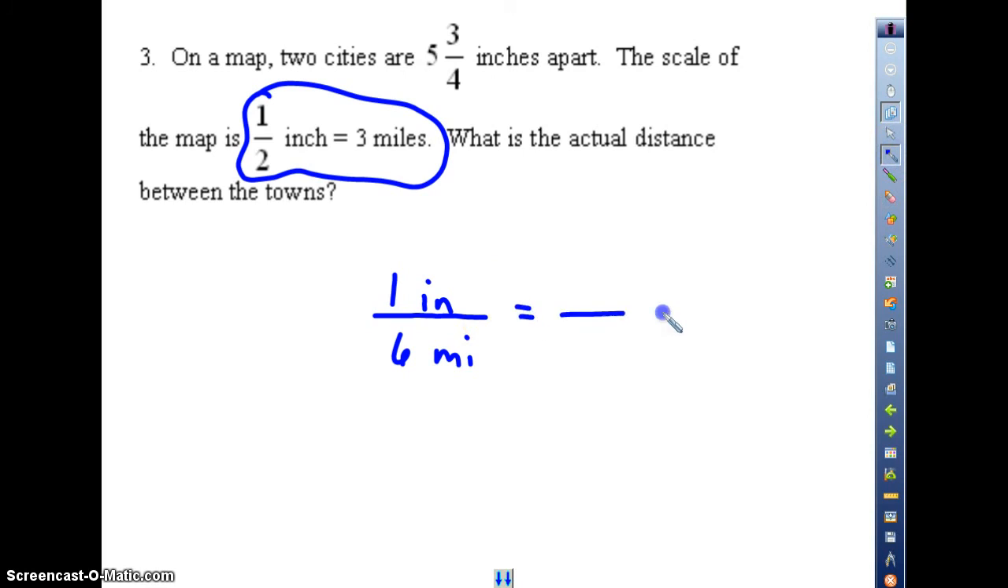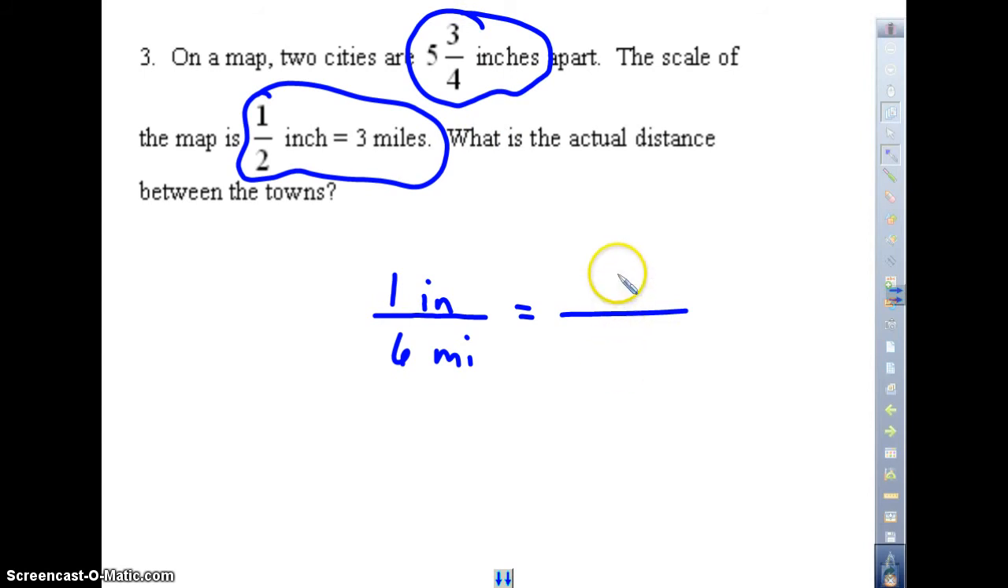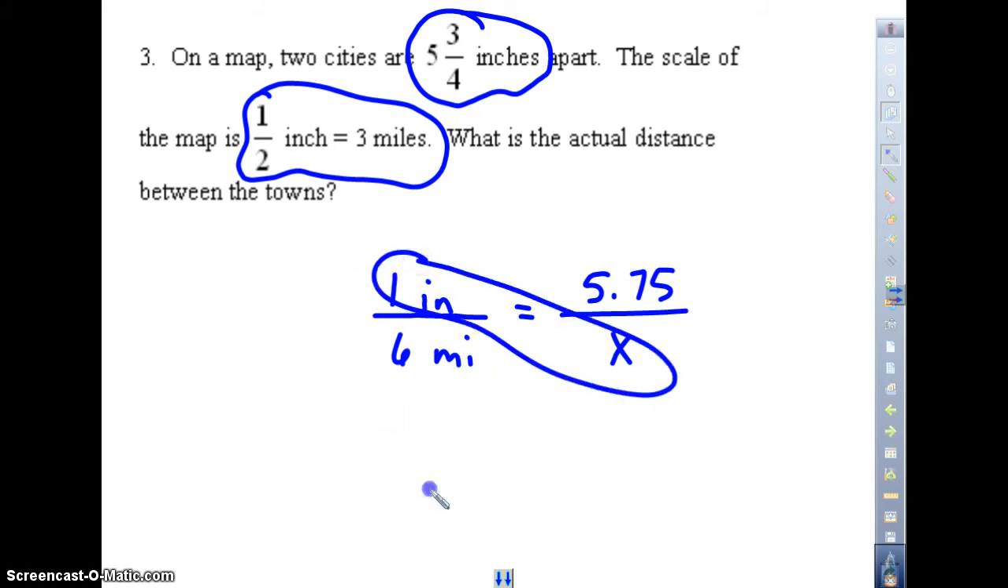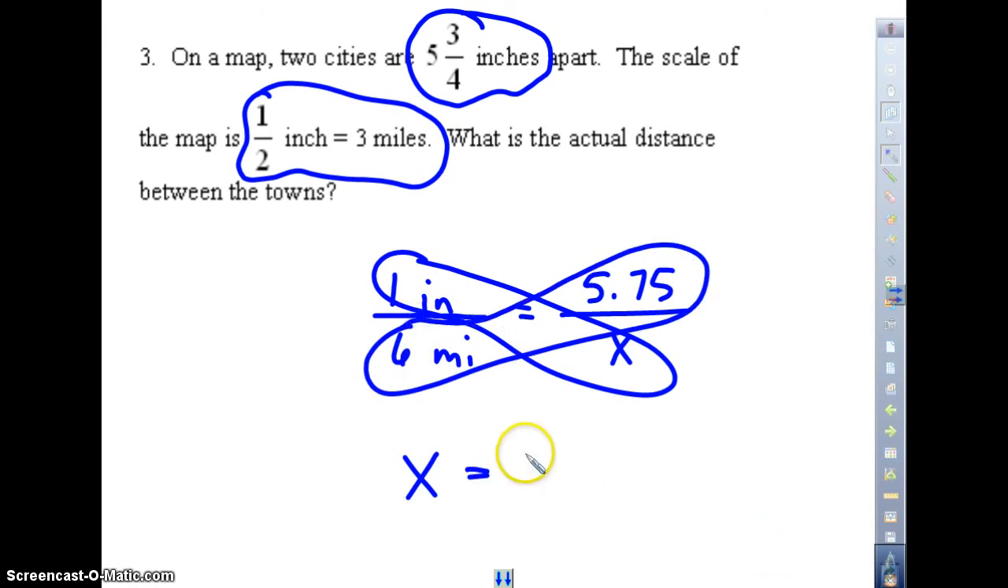And we can set up a proportion. Where would 5 3/4 inches go? In the numerator or the denominator? Numerator. And Eli changed it to decimal form. He said, I'm going to call this 5.75 and put x down here, the regular distance. How do you solve a proportion? You cross multiply. 1 times x is x. We're going to take 6 times 5.75. You do the math and tell me what the answer is. The units are going to be in miles.